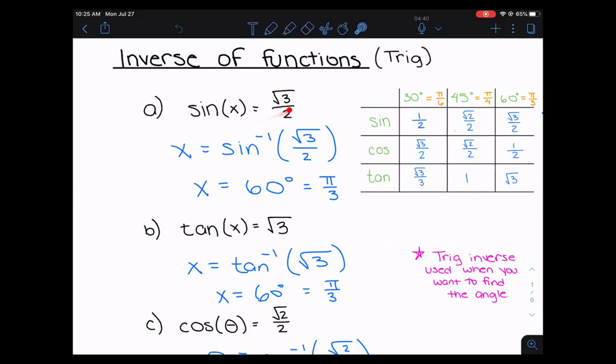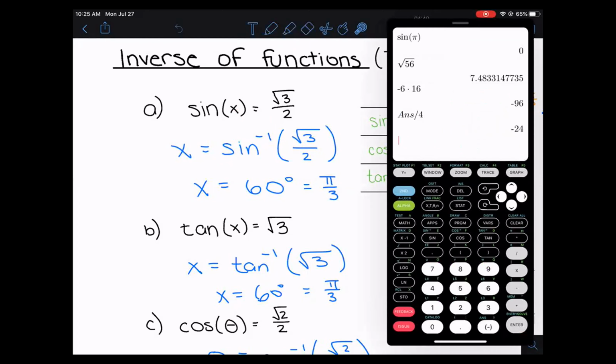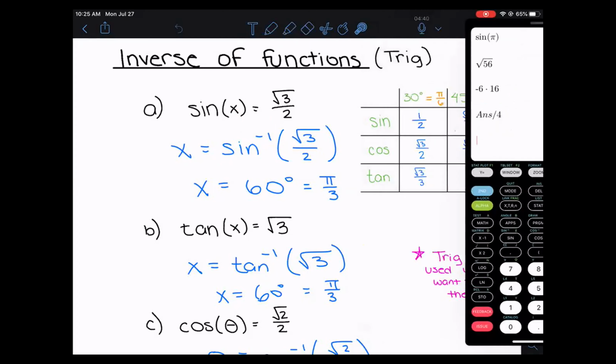Whenever you're solving an equation, anything inside the parentheses, anything inside the function of sine, cosine, or tangent, that's always your angle. So this x and this theta are your angles. Whenever you want to solve for the angle, you can always use the inverse of trigonometry. On your calculator, you'll notice there is a little inverse button on top of sine, cosine, or tangent. That's used whenever you want to find the angle.